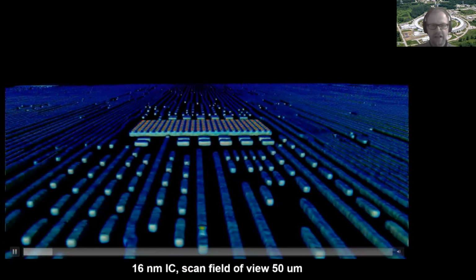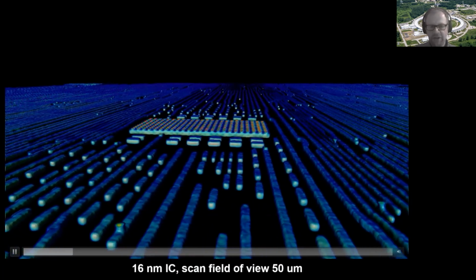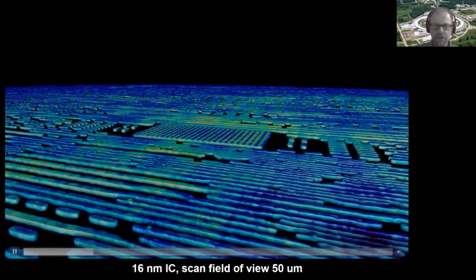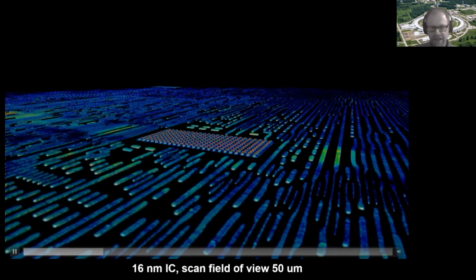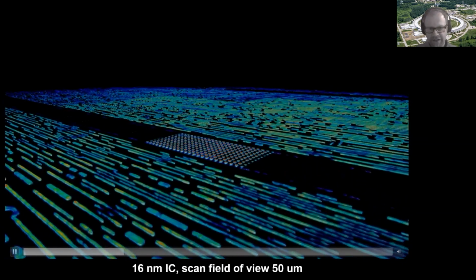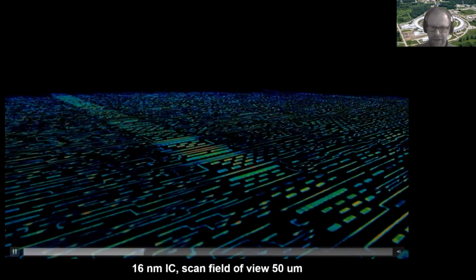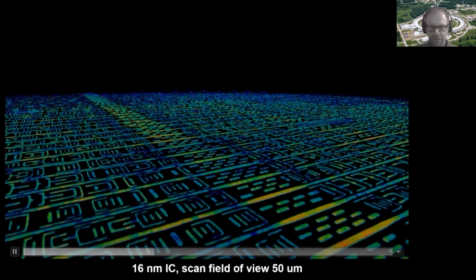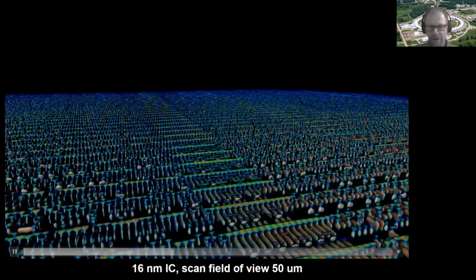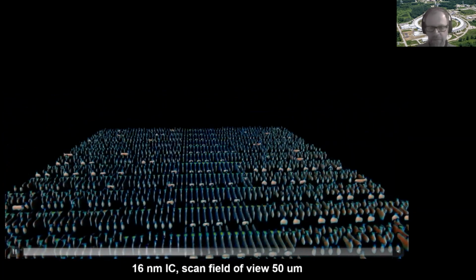This is a visualization of a 50 micron field of view of a 16 nanometer FinFET. Here we're currently at metal layer 7 or so. That's the metal layer. You go through the vias, next metal layer, and again through vias, next metal layer. Again, metal layer through the vias. This is metal layer 1. And then you go through M0.